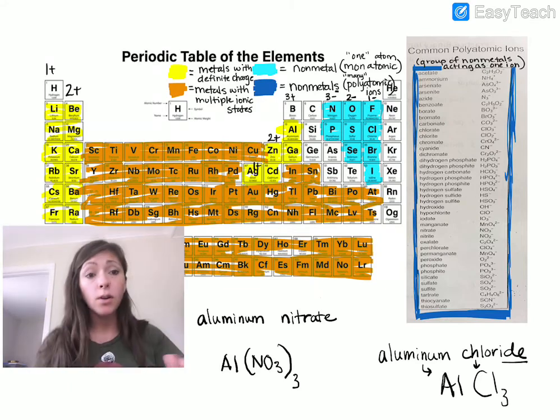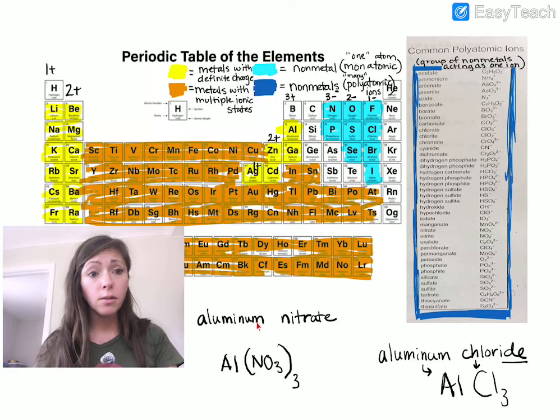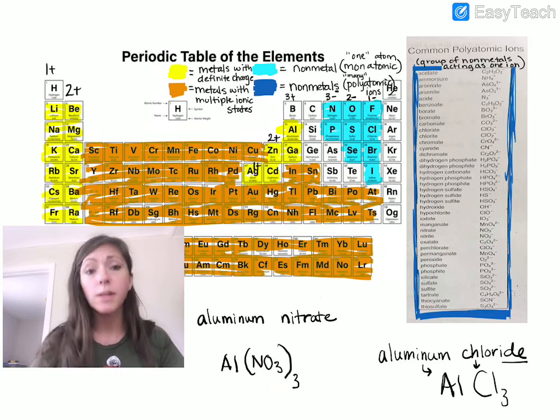All you do is say, as we were doing with the binary ionic compounds, you don't ever change the metal's name, period, anyways. So you just write aluminum, all right, and then you just write the name that you see over here. So you look up NO3 and you're like, oh, that's a nitrate ion. So look for your polyatomic ion, and then you just look it up on the list and go, oh, that's aluminum nitrate.